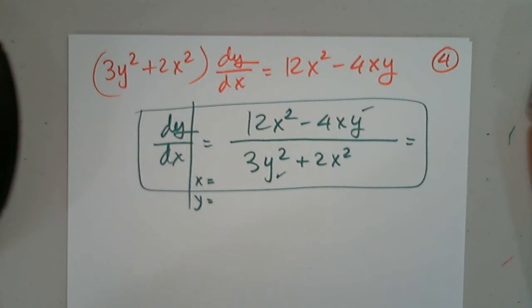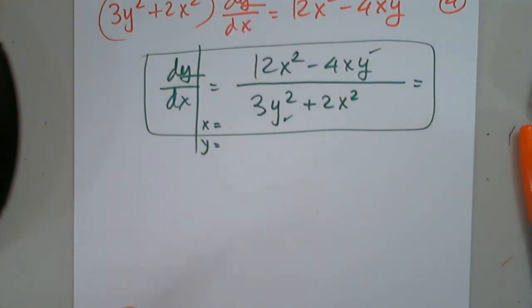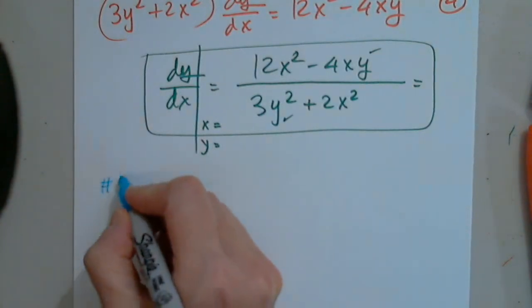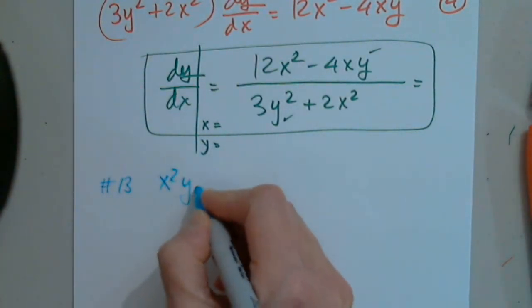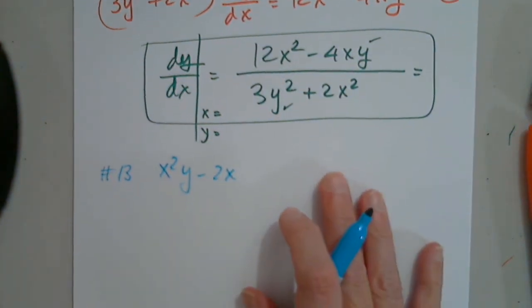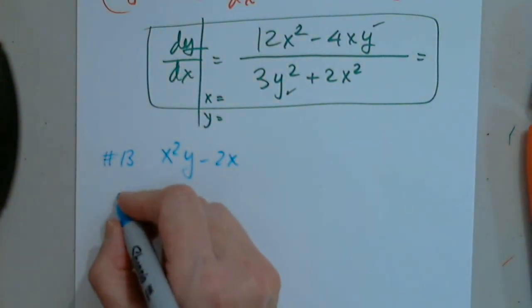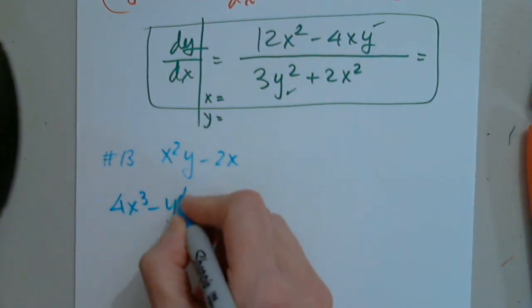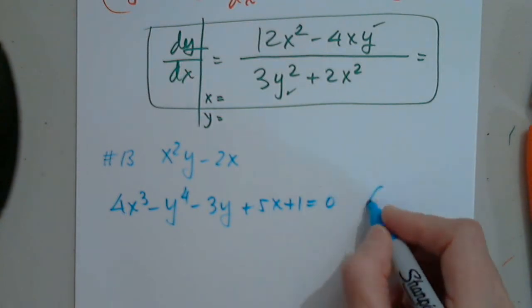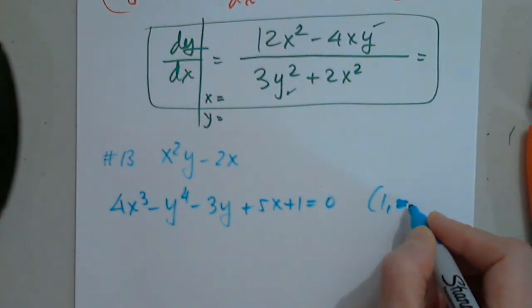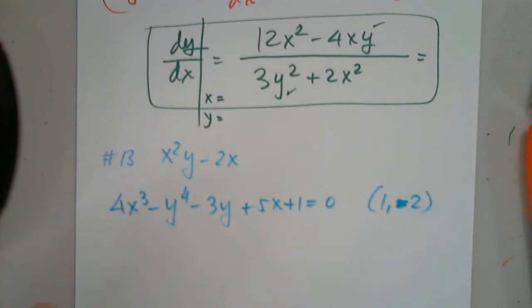We do 13. Very good. Perfect. So let me copy it and then I'll stop sharing. So that is x squared y minus 2x. Oh, of course I'm copying 14, right? You're not surprised. 4x cubed minus y to the fourth minus 3y plus 5x plus 1 equals 0 at the point 1, negative 2. Perfect. Let me make sure it's 4x cubed. Yes, perfect.